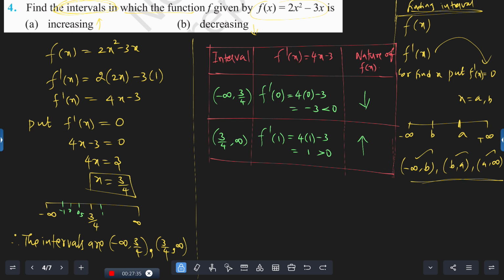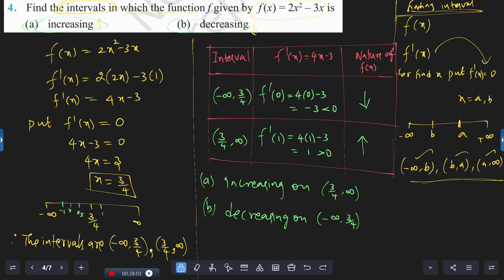So what they asked: where it is increasing, where it is decreasing. Therefore, option A: increasing on the interval 3 by 4 comma infinity. Option B: decreasing on the interval minus infinity comma 3 by 4. That's it. This is the final answer we are writing.